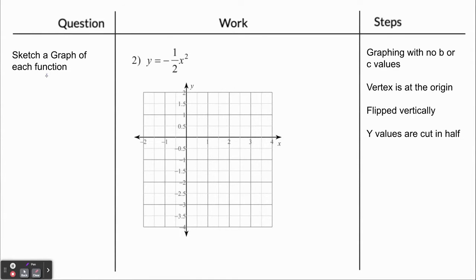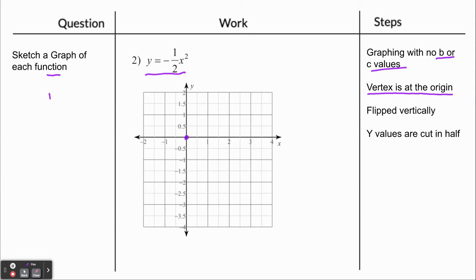Here we're asked to sketch a graph of the function here. So this one here, if we're looking at it in standard form, we have no b or c values here. Or if you're thinking of it in vertex form, there's no h or k values. So it's actually really nice because it tells us that the vertex of our parabola is at the origin.